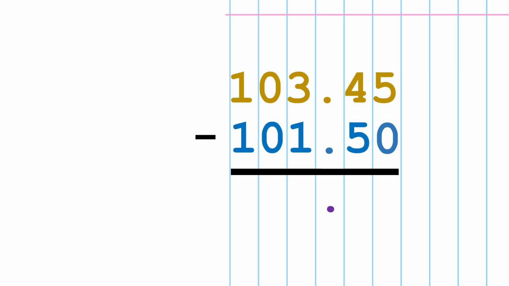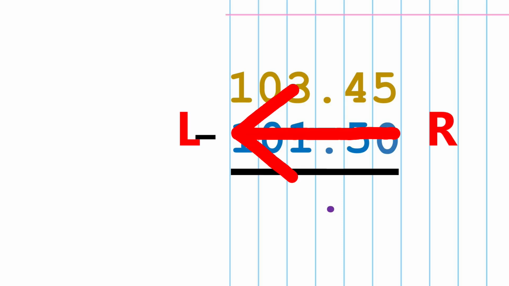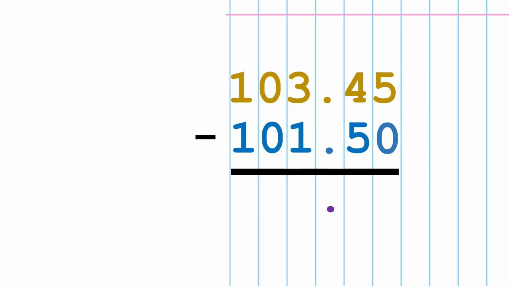Now we're ready to do the math. We always start on the right side and then move towards the left. 5 minus 0 equals 5, so we'll write a 5 here. 4 is less than 5, so we can't subtract 5 from 4. We need to turn this 4 into a greater number. To do that, we borrow a 1 from its neighbor. We've turned the 4 into a 14.